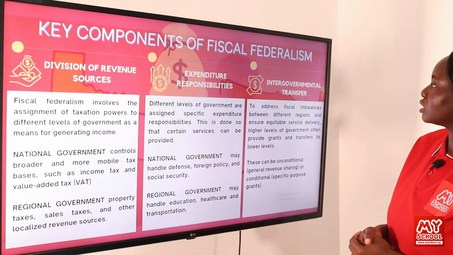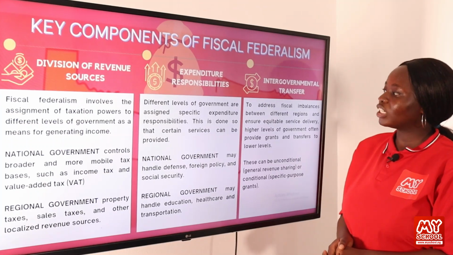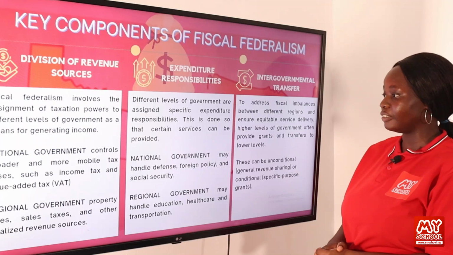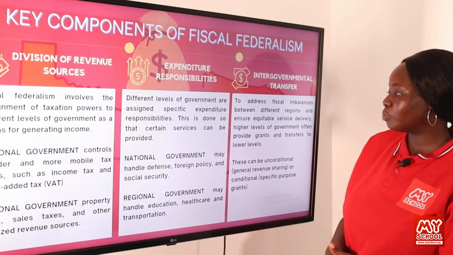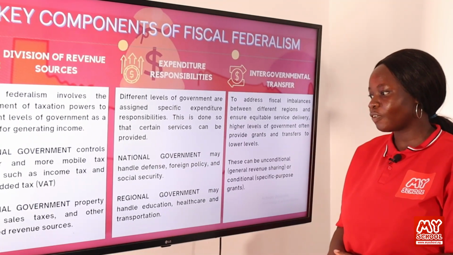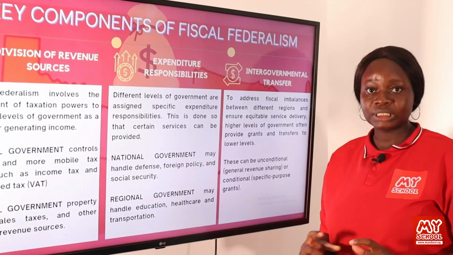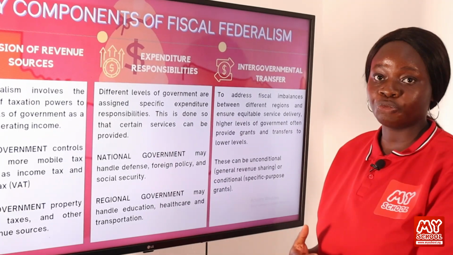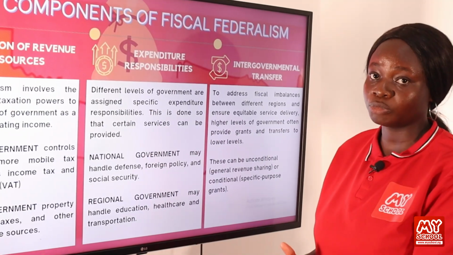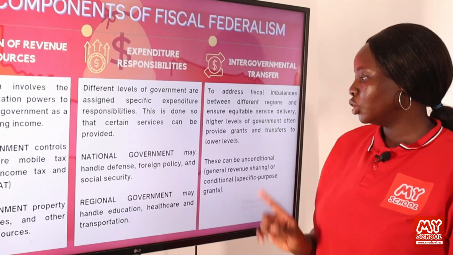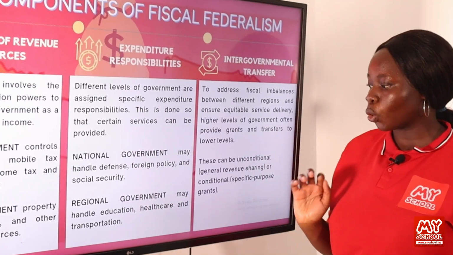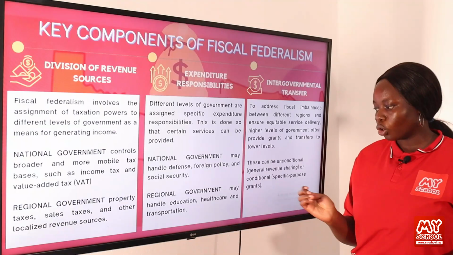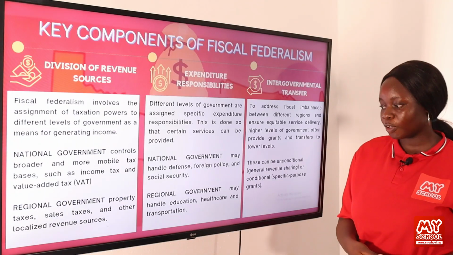Now let's move on to intergovernmental transfer. To address fiscal imbalances between different regions and ensure equitable service delivery, higher levels of government often provide grants and transfers to lower levels. So we are talking about how the federal government transfers revenue to various state governments in order for them to perform their duties appropriately. This transfer can either be unconditional, that means general revenue sharing, or conditional, which refers to specific purpose grants.